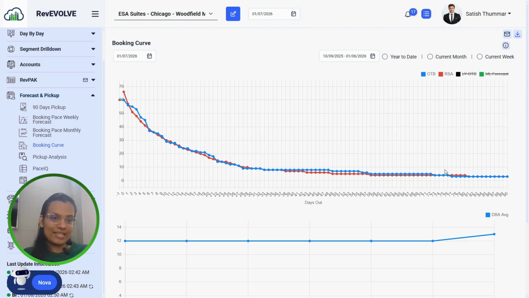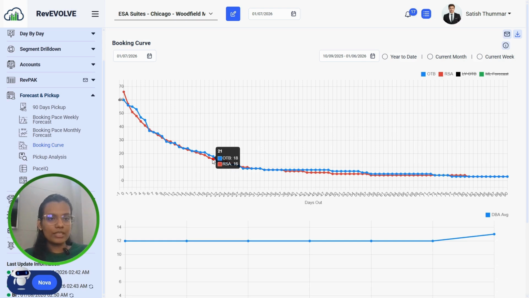Every arrival date has a different booking behavior, as we all know, so this curve is always date specific. Let me clarify the blue and the red line. The red line shows the RSA. RSA stands for rooms sold average. By default, RSA is calculated from the historical booking data over the last 90 days. For each lead time, say X days before arrival, we look at the average number of rooms that were on the books at the same lead time across the past 90 days.